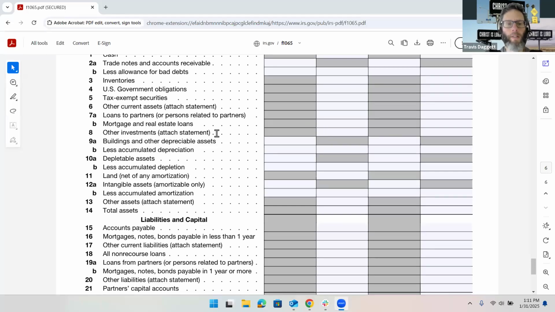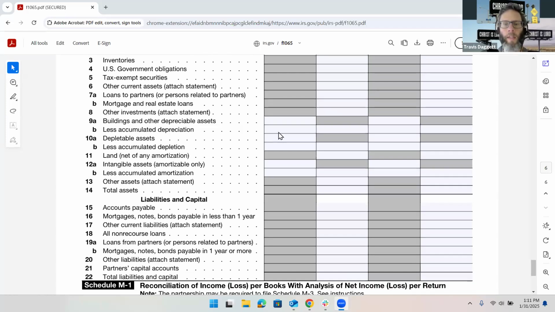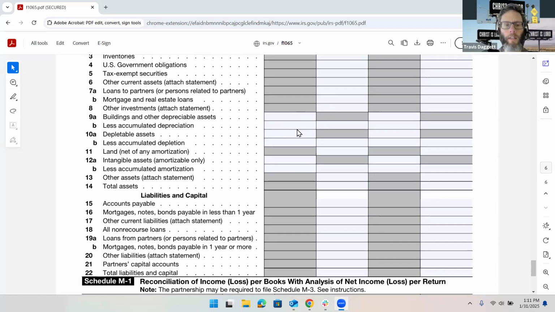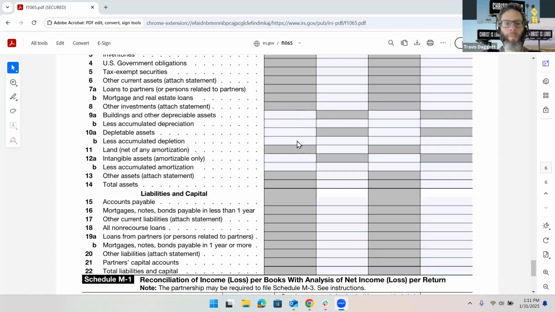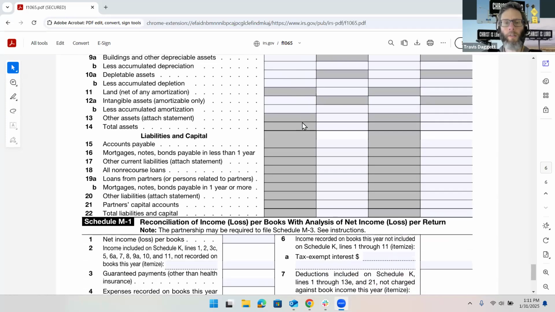And you see here, no attached statement. We'll talk about that. Buildings, and then depreciation. Buildings are depreciable. Land is not. That's separate down here. Intangible assets, this would be things like startup costs. And then you have your total for your assets.